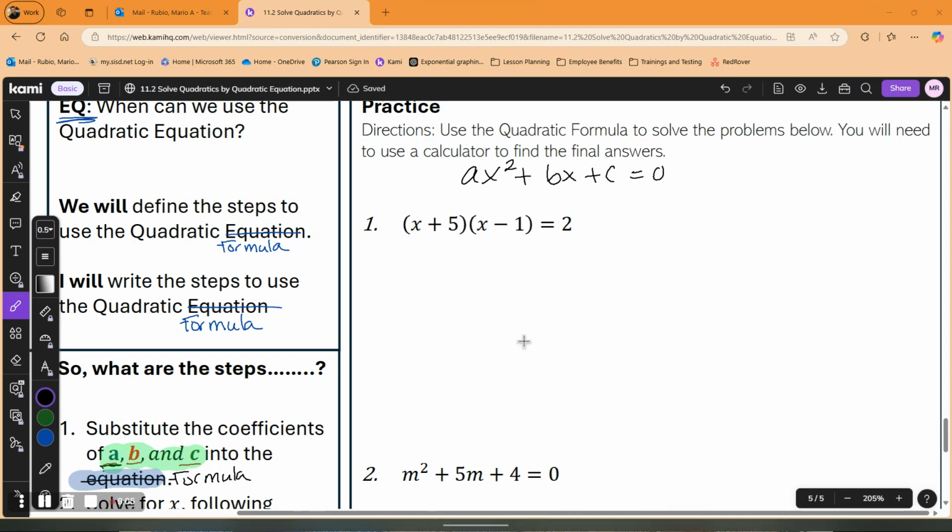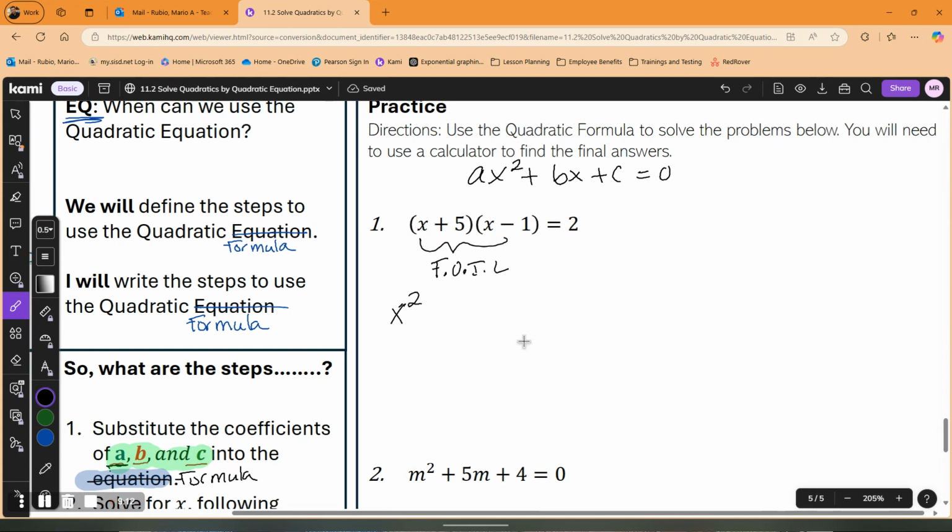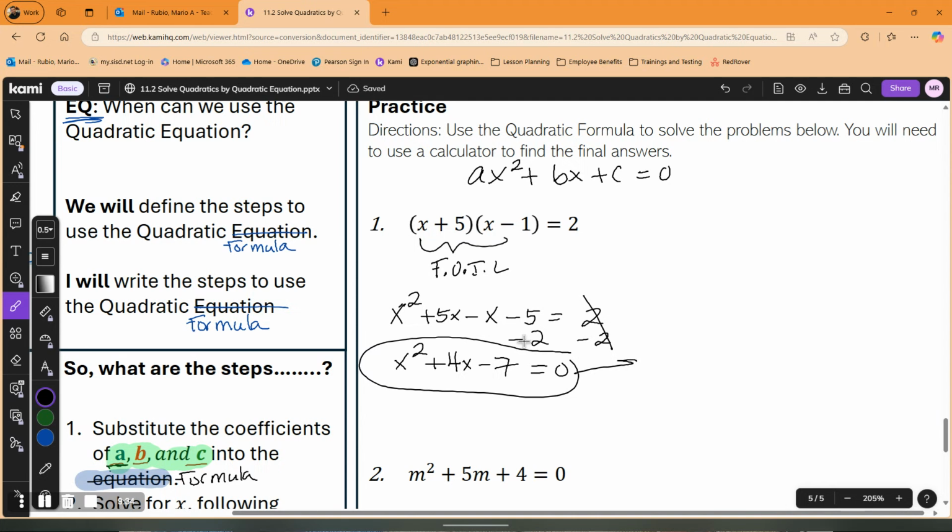So the first thing is I need to use FOIL or some other technique to multiply these out. X squared plus 5x minus x minus 5 equals 2. Simplify this. That becomes a 4x. Then I'm going to subtract 2 from both sides to cancel that out. That's going to become a -7. So then this is what I'm going to put into the quadratic formula.